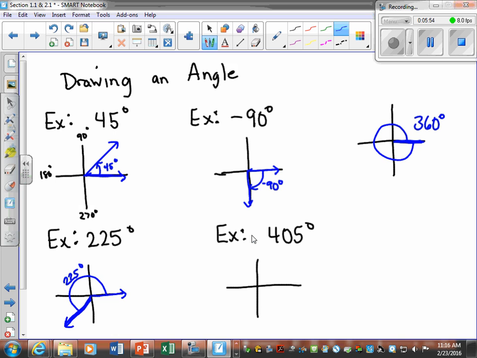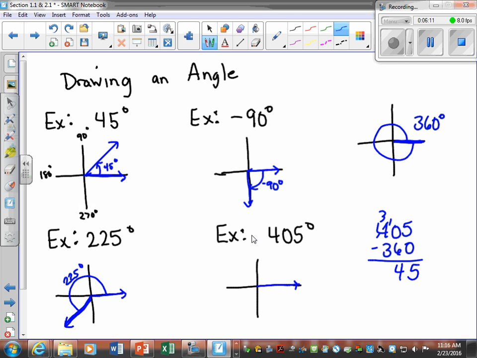Clearly go around once, right? More than once. Well, how much extra after? 405 minus 360 is what? So 45 degrees. So basically I'm going to go all the way around one revolution.